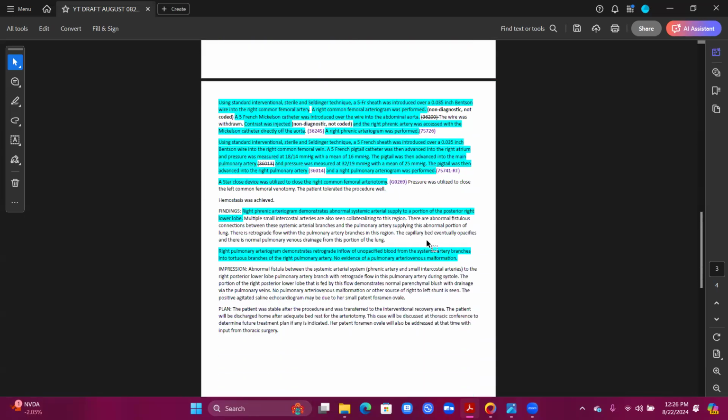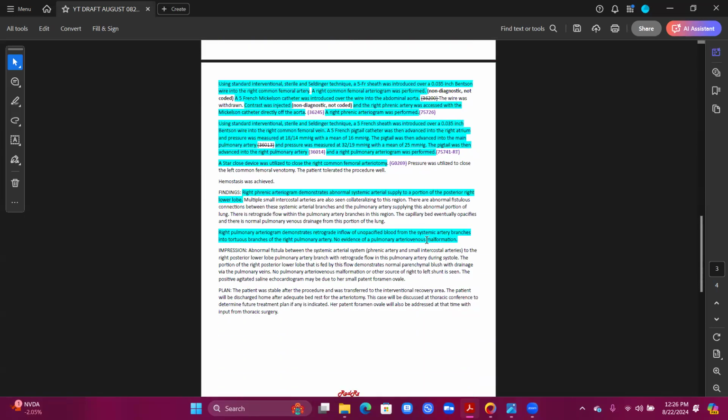Then when we scroll over to page 2, we see that a sheath was introduced into that right common femoral artery, and then a right common femoral arteriogram was performed. Now you will note that we are not going to code for the right common femoral arteriogram because we have no diagnostic findings. This is non-diagnostic in nature. In fact, even when we go back and look at the clinical indication for the procedure, the intention is to evaluate the pulmonary system and not actually the extremity. So that's also another reason why we would not code it, even if we did have some findings.